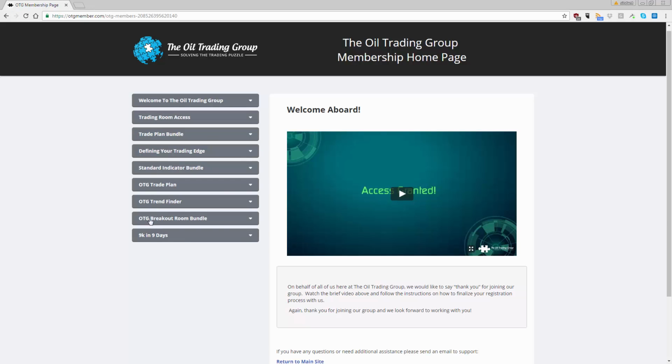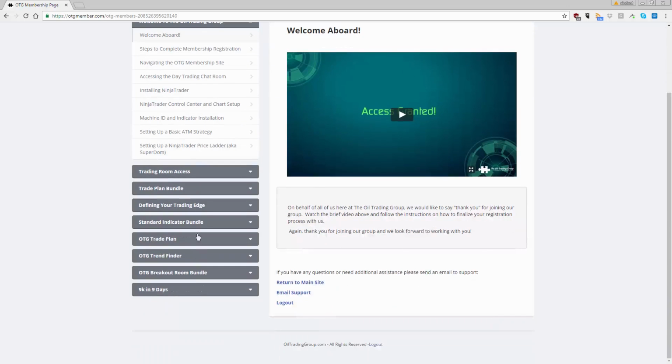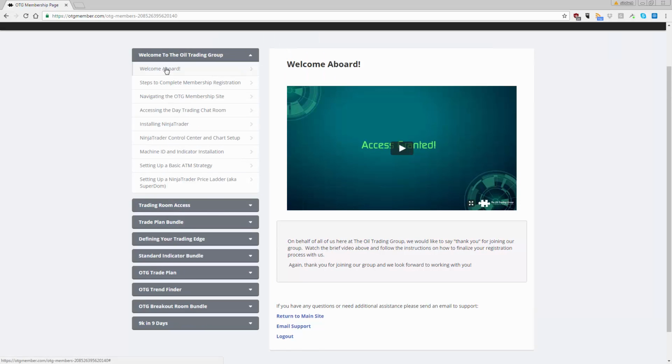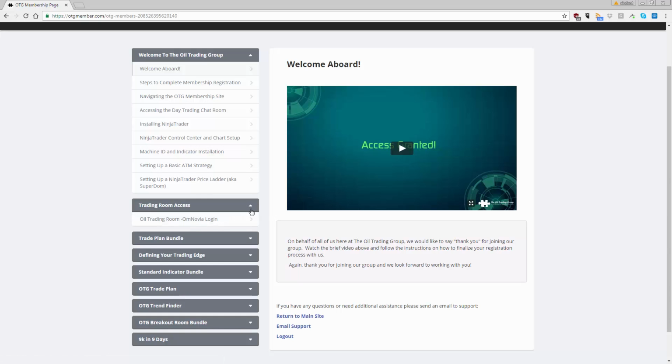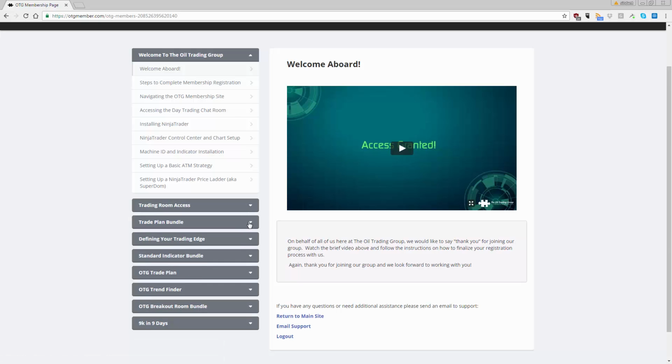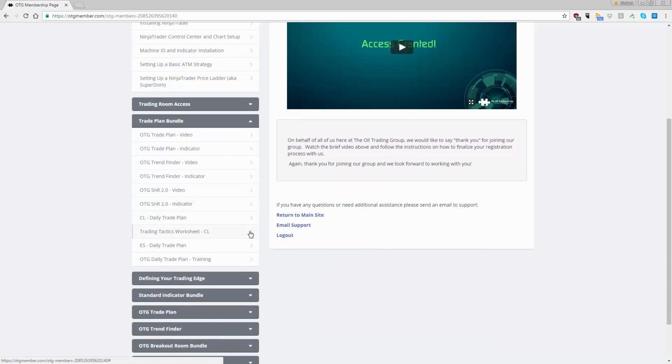Again, these buttons on the left-hand side of the screen give you information about your content, and they break it down into categories. You have this Welcome Aboard, and there are quite a few Welcome Aboard videos and information here showing you how to use the content and tools. Also, you get your trading room access through this button here. And the one that we want to talk about right now is your trade plan bundle.